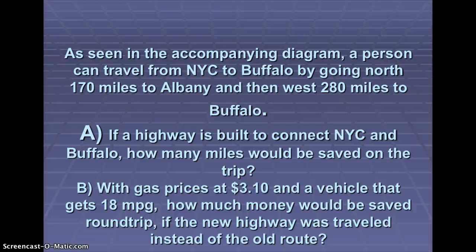All right, we have a longer problem here. As seen in the accompanying diagram on the next slide, a person can travel from New York City to Buffalo by going north 170 miles to Albany and then west 280 miles to Buffalo. First, if a highway is built to connect New York City and Buffalo, how many miles would be saved on the trip? And then the next question we're asking is, with gas prices at $3.10, which is very low at this point, and a vehicle that can get 18 miles per gallon, how much money would be saved round trip if the new highway was traveled instead of the old route?